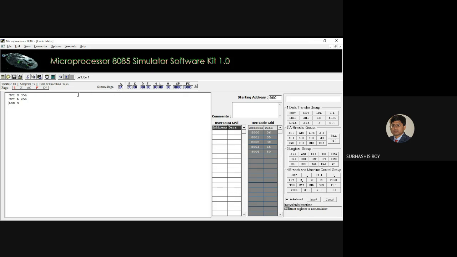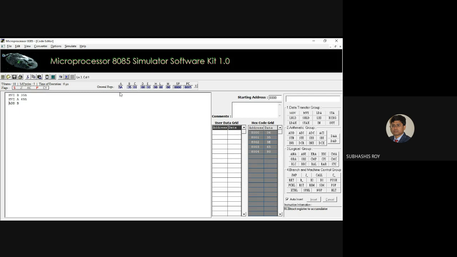Whether the carry is generated after this addition? No, there is no carry generated, because your carry flag status is zero. What is the value of your sign flag here? You can see the sign flag value is one, because the sign flag value is nothing but the value of your result at the D7 bit. In 9A, the D7 bit is one, that makes your sign flag equal to one.